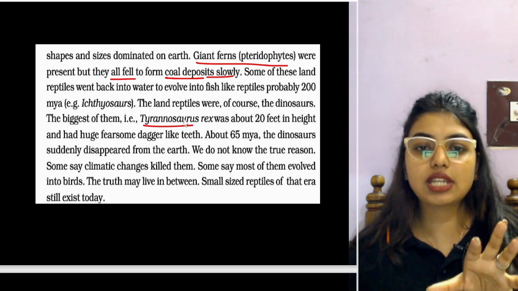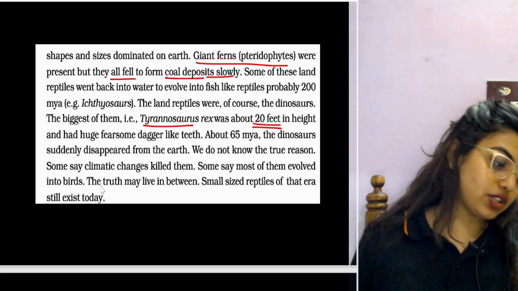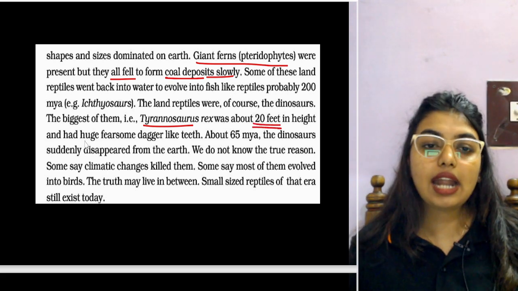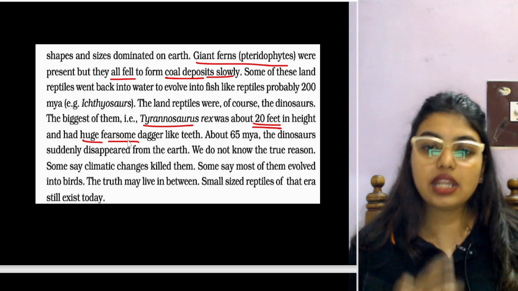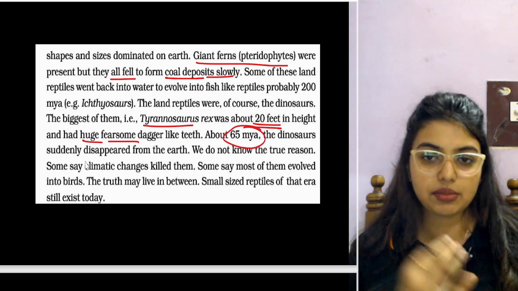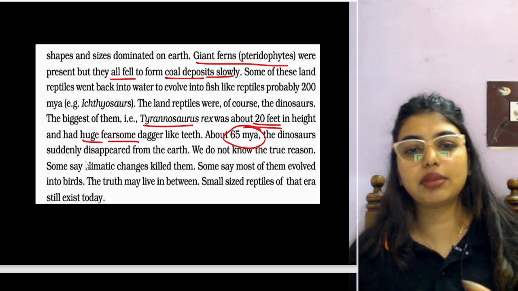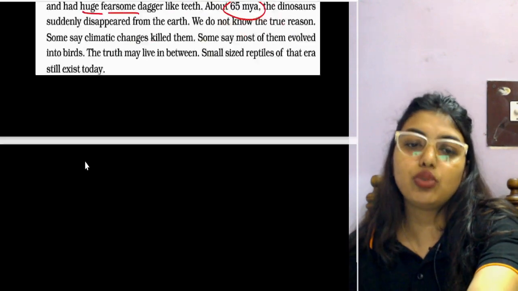The biggest one was Tyrannosaurus rex, about 20 feet in height, students, 20 feet in height, and it had huge, fearsome dagger-like teeth. About 65 million years ago, the dinosaurs suddenly disappeared from Earth, and we do not know the true reason. Some people say it is climatic, some people say it is species, but who knows.